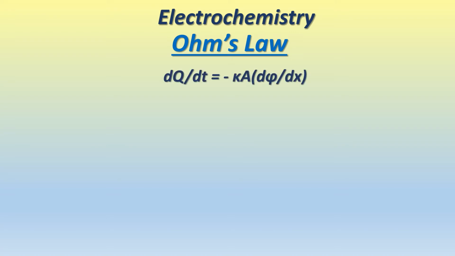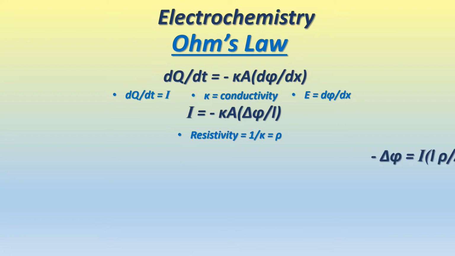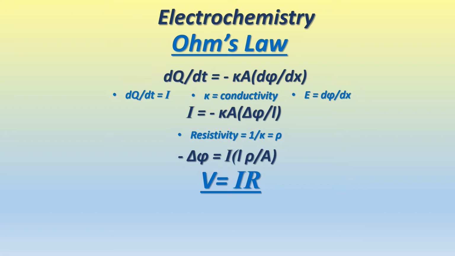Your flux dQ/dt, which is equal to the current I, measured in amperes, is equal to minus some conductivity, kappa, times the cross-section of the wire or the pipe, across a voltage drop, a gradient of potential with distance. This can be rewritten such that, including resistivity, the change in potential is equal to the current times the length of the wire times the resistivity over the cross-sectional area of the wire, or the familiar Ohm's law, V equals IR, where a voltage is a joule per coulomb, and an amperage is a rate of a coulomb per second.